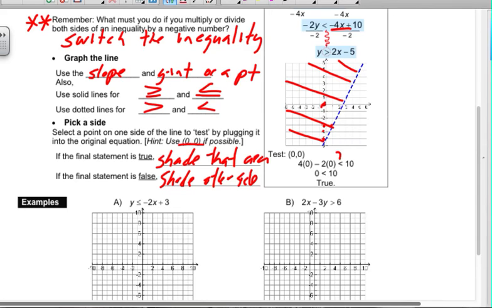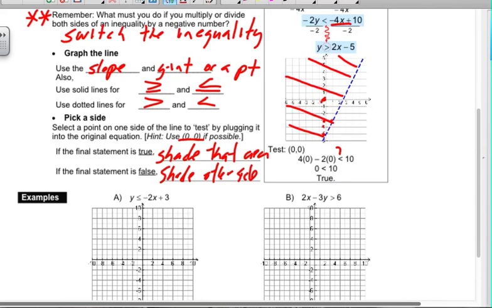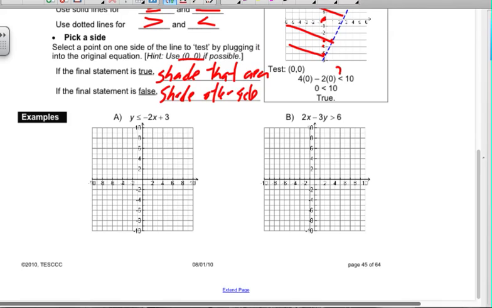Okay, let's work through these two examples at the bottom. y equals 2x plus 3. Well, they made this one easy. Here's my y-intercept. It's at 3, which is right here. Negative 2. So I'm going to go down 2 and over 1. And since it's got an equal to, this line will be solid. All right, so there's the line.